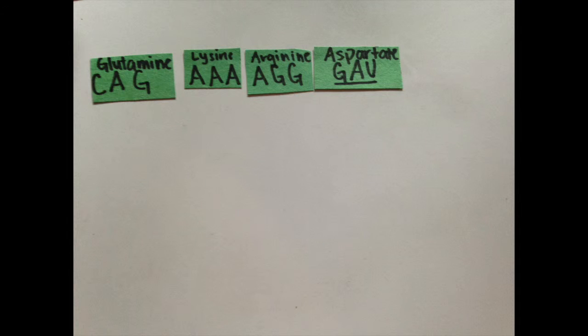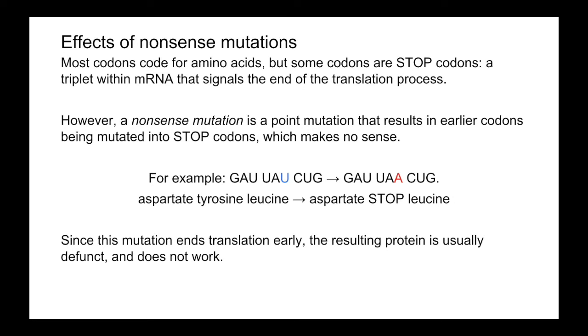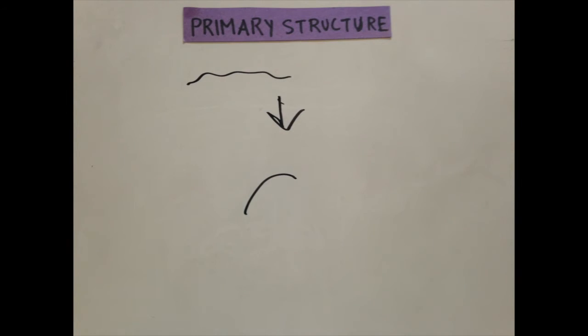Let's look at a second point mutation. The first nucleotide on this second codon is changed from an A to a U. This changes the codon from coding for lysine to a stop codon. How does this affect the resulting polypeptide? Well, since coding stops in the middle, the polypeptide is almost certainly non-functional. That's bad. This type of point mutation is called a nonsense mutation, where earlier codons are mutated into stop codons, which makes no sense. This mutation can lead to a defunct polypeptide that's too short.